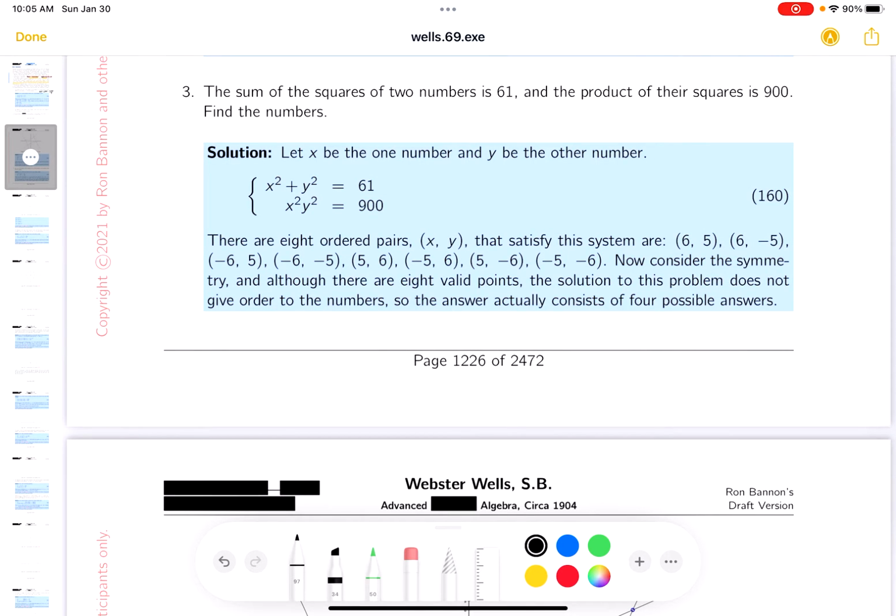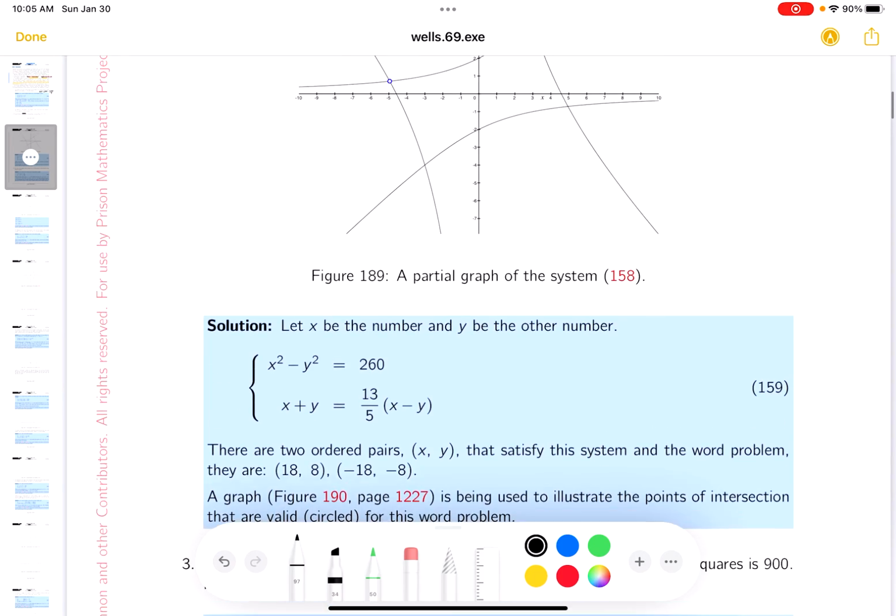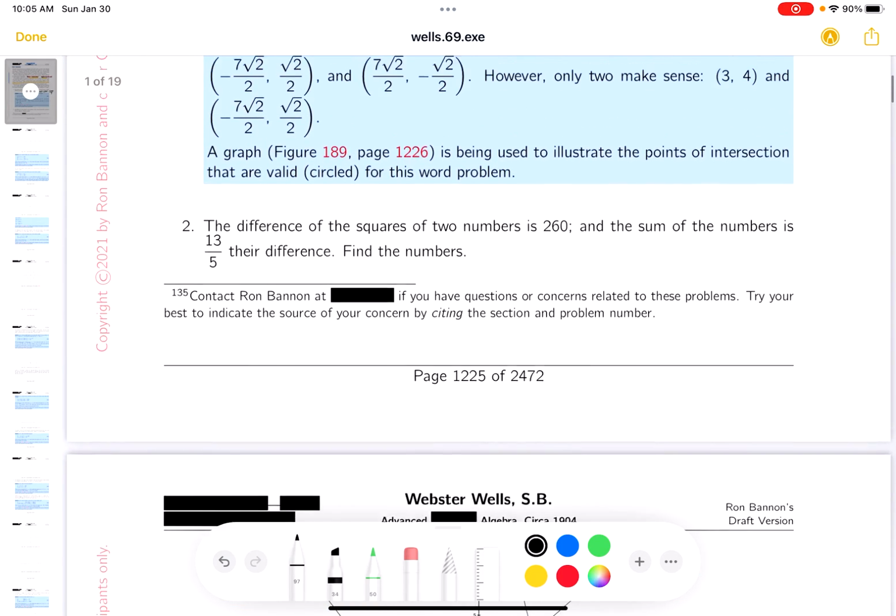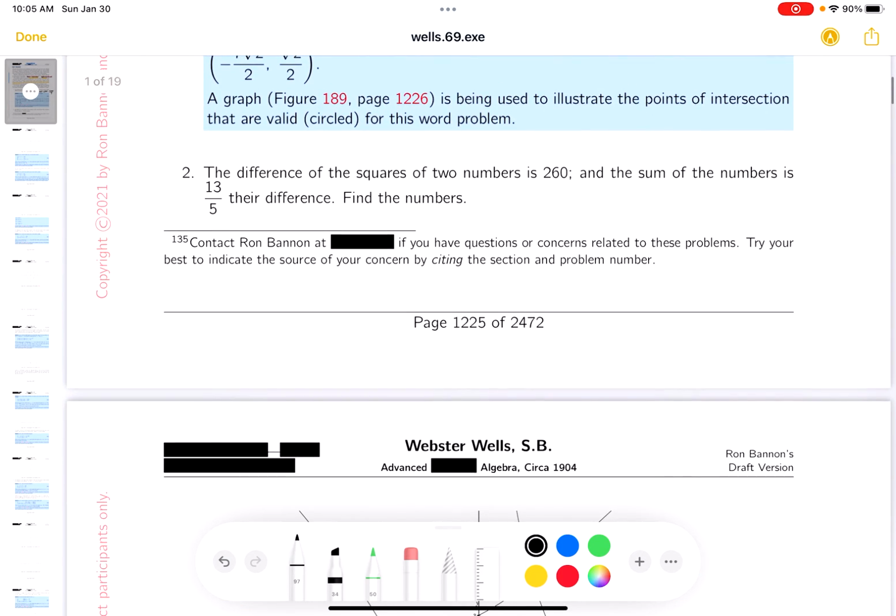Okay, we're still in exercise 69. Let me go back. I think I want to do problem number 2, right? Because I just finished number 1. And yeah, certainly reading number 2.